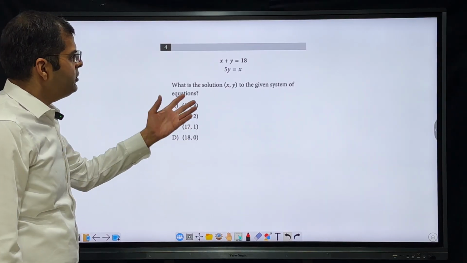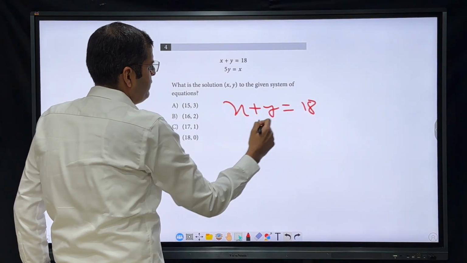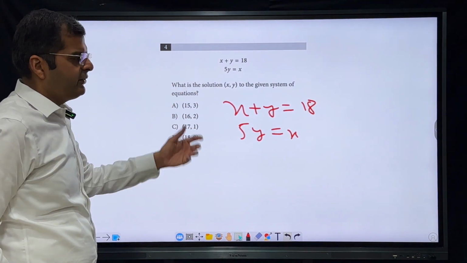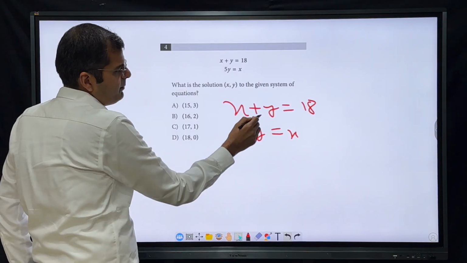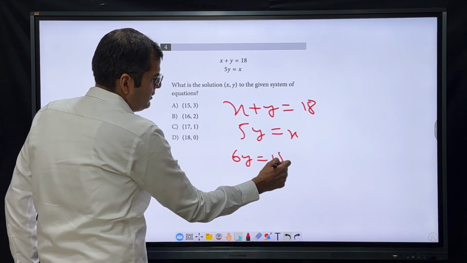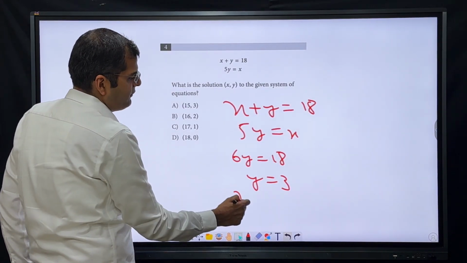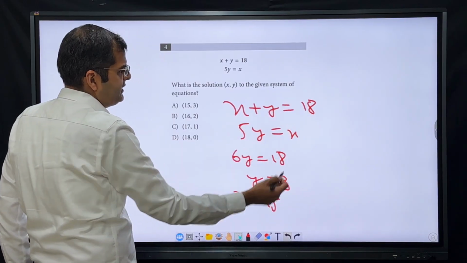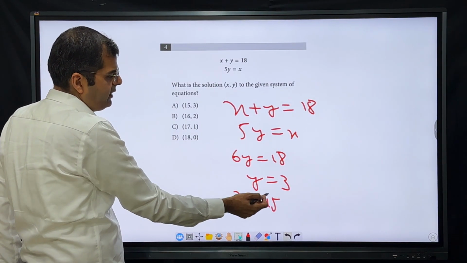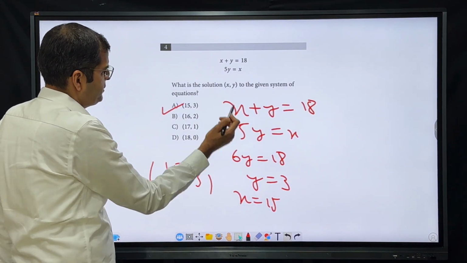Now this says that there are two equations, x plus y equals 18 and 5y is equal to x. What is the solution to the given system of equations? So if 5y is x, I'll put 5y as x here. So I get 6y is equal to 18, or y is 3. So y is 3, that means x is 15, because 15 plus 3 is 18, or x will be 5 times 3, which is 15 only. So 15 comma 3 is the solution. Answer option A is correct here.